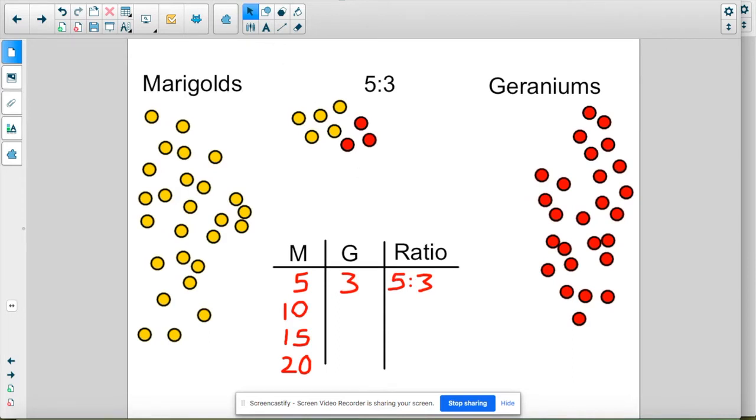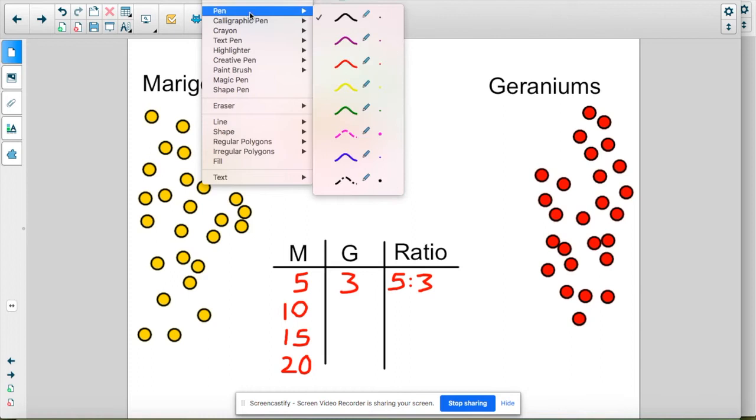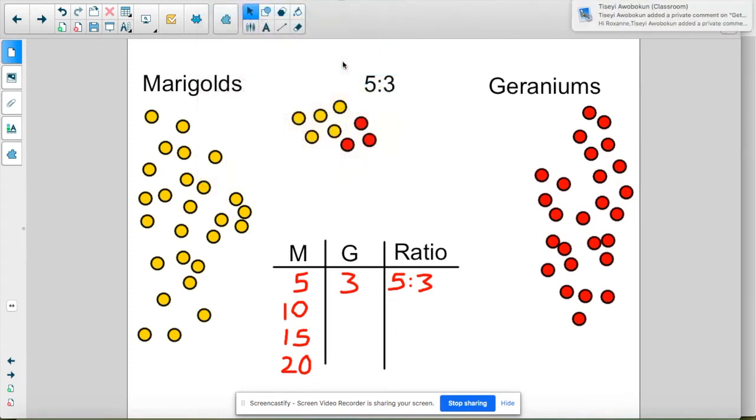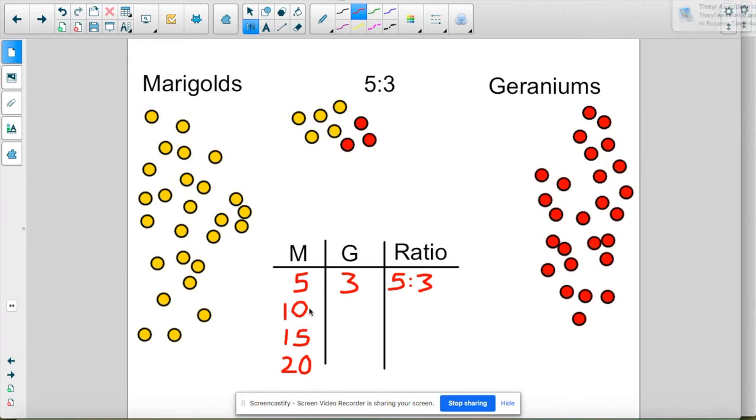What happens when there are 10 marigolds? How many geraniums would there be? Well, if I added another 5, I'd have to add another 3. So there would be a total of 10, and then there would be 6, sorry. What is the ratio? 10 to 6.